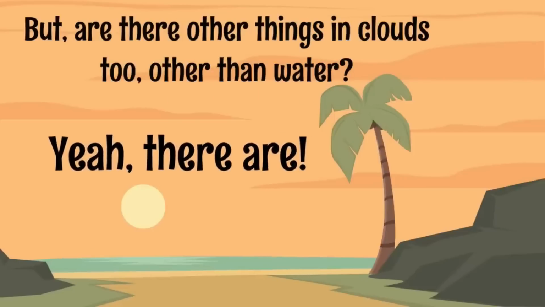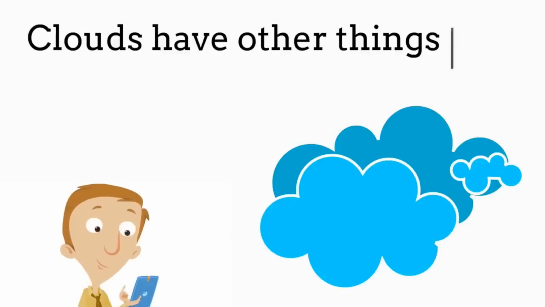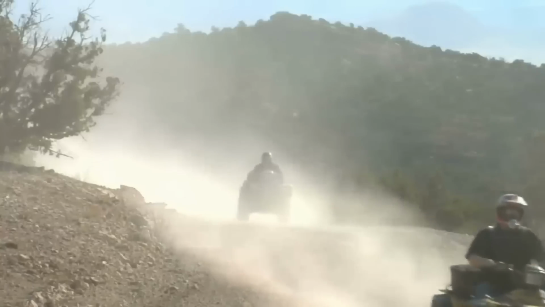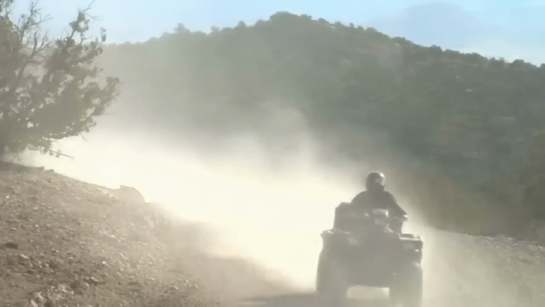Yeah, there are. You see, clouds have other things in them called aerosols. That's an interesting word, aerosols. Okay, what in the world are aerosols? Well, aerosols are super tiny particles in the air. One common example of an aerosol is dust. This footage shows dust floating in the air. Are you able to see the dust? You might have to look closely. Like other aerosols, dust is so light it just floats in the air.